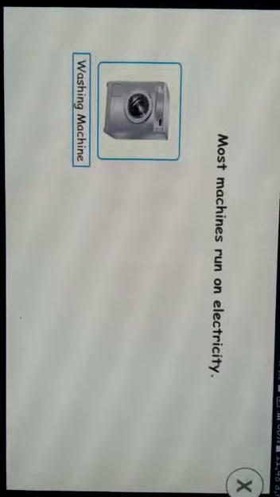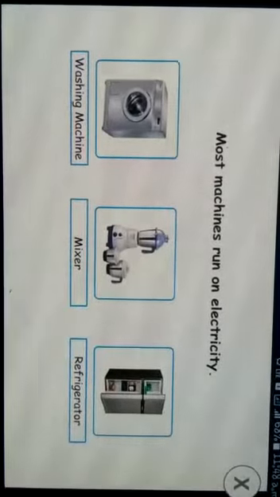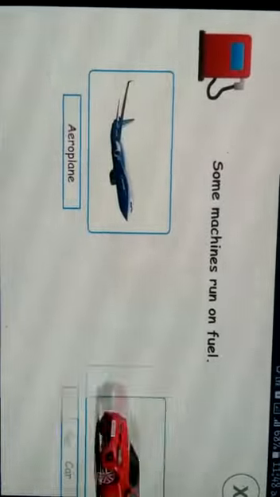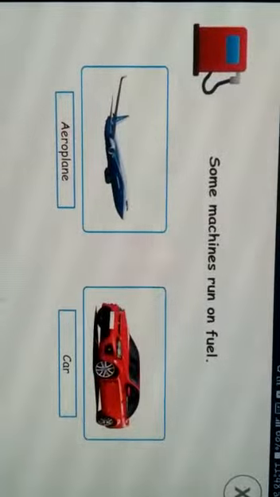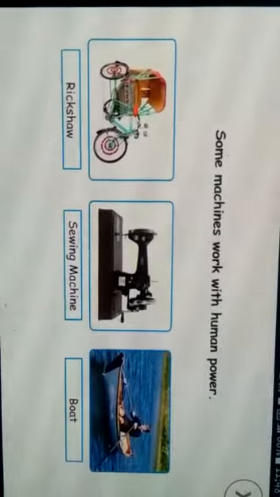Students, most machines run on electricity. For example, washing machine, mixer, refrigerator. Some machines run on fuel like aeroplane and car. Alright children, let us understand that some machines work with human power. For example, rickshaw, sewing machine, and boat.